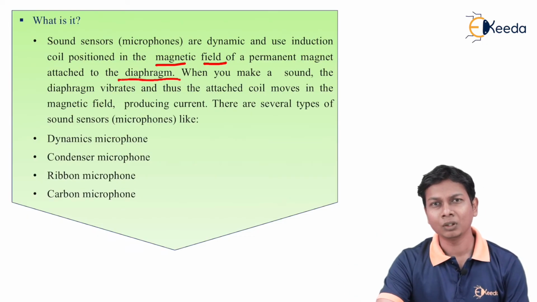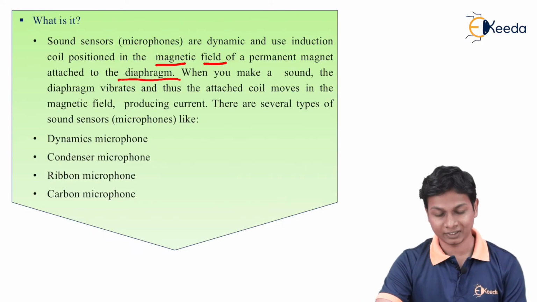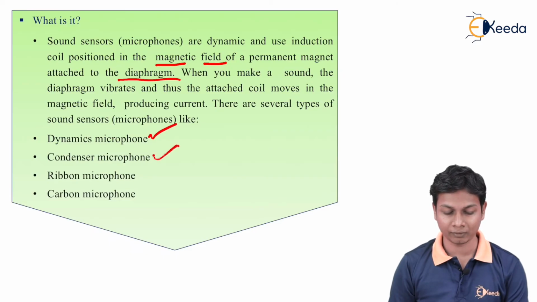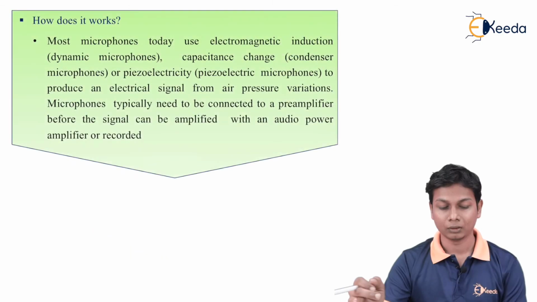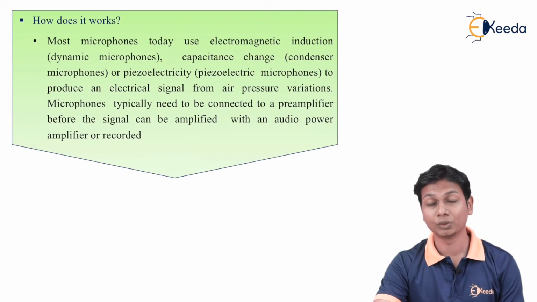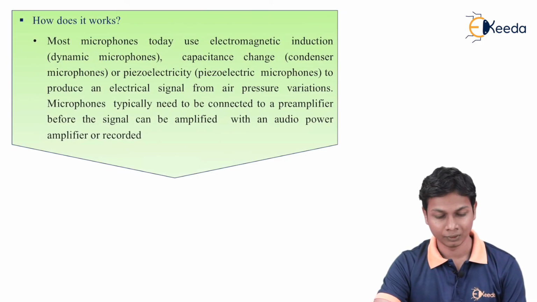Depending upon the magnetic field produced by the diaphragm, and how much current is produced, the type of sensor differs: the dynamic microphone, condenser microphone, ribbon microphone, and carbon microphone. Now, how it works is the main thing. So here is the principle of the sound sensor, how it is working.